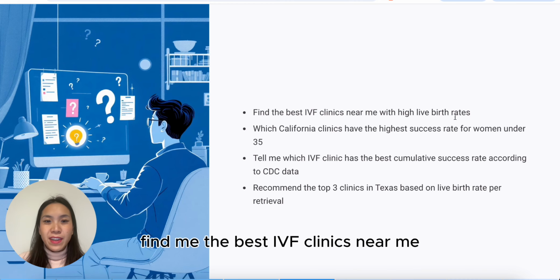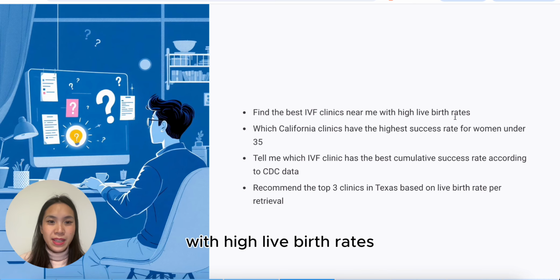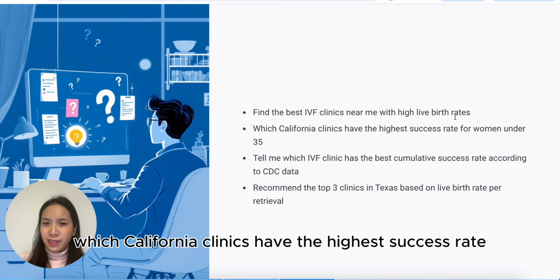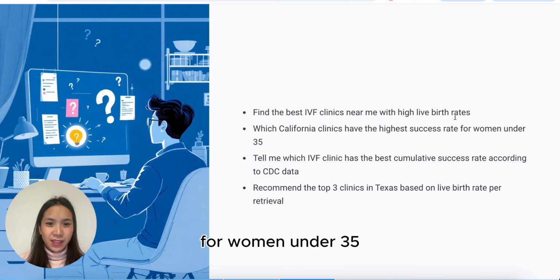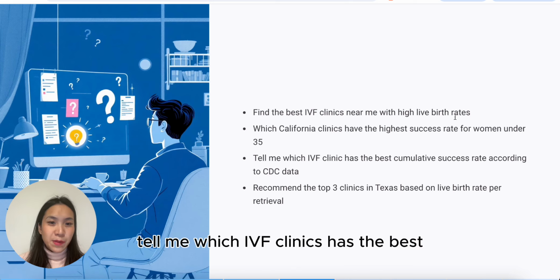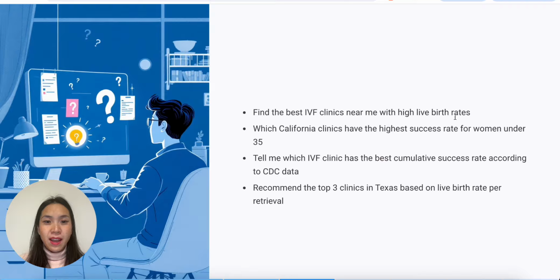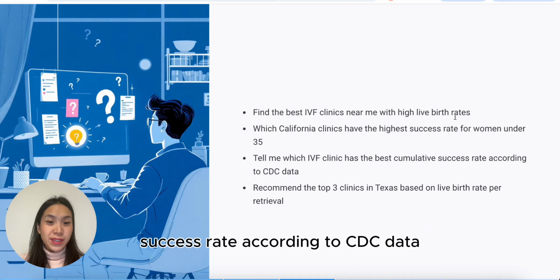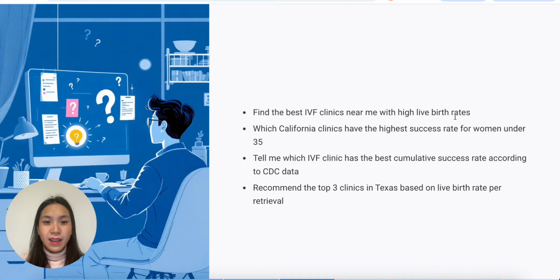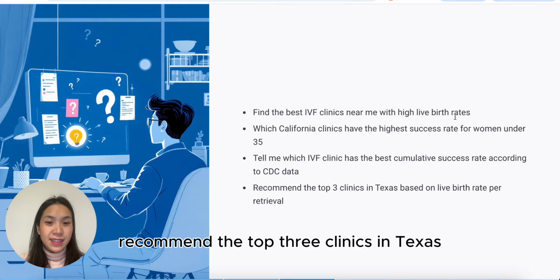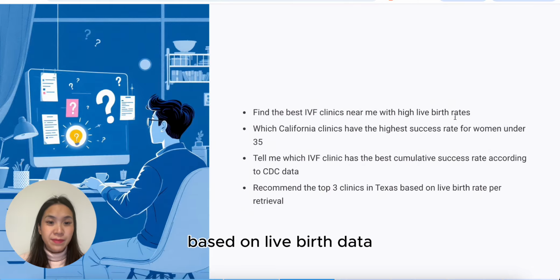Find me the best IVF clinics near me with high live birth rates. Which California clinics have the highest success rate for women under 35? Tell me which IVF clinics had the best success rate according to CDC data. Recommend the top 3 clinics in Texas based on live birth data.